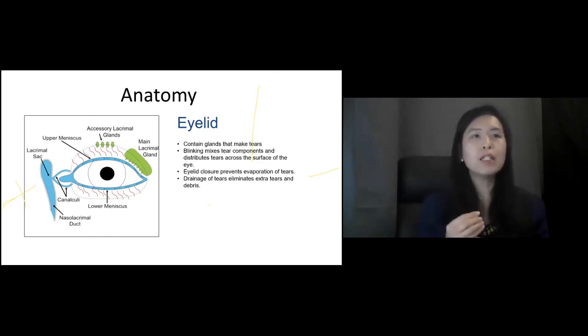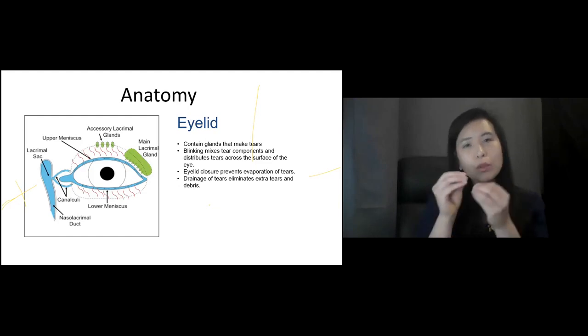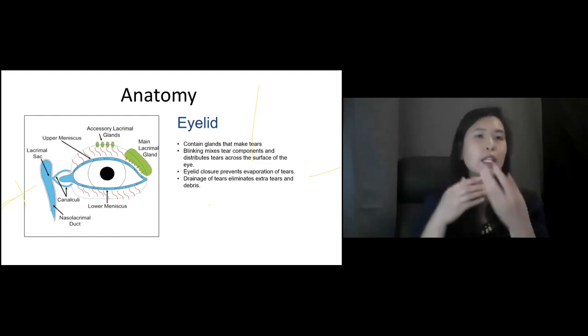Also, when we blink, there's a little tiny bit of each of the tear components that come out of the glands. So in this diagram here, the green shows the lacrimal glands and the accessory lacrimal glands, and those make the watery or aqueous portion of the tears. And then the red squiggly lines are the meibomian glands, which make the lipid or oily layer of the tears. And what happens is each time you blink, a little bit of those are excreted, and the blinking action mixes them.